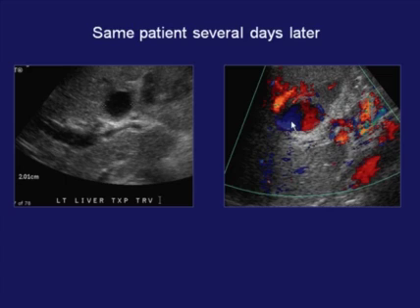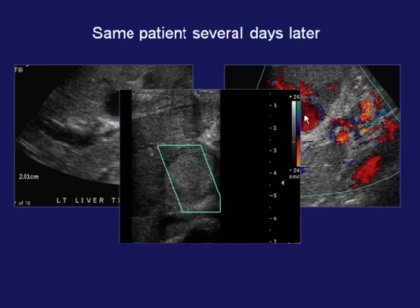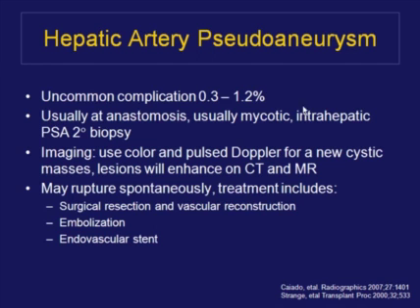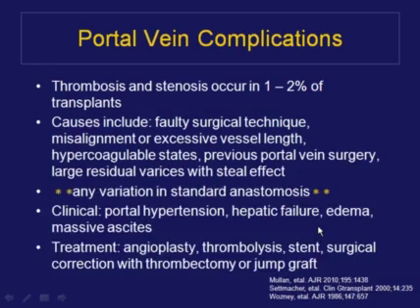Several days later, on a grayscale ultrasound, a new cystic lesion popped up in the liver, and it's always important to turn on color. Again, this one had a red-blue pattern as well, and this was a second pseudoaneurysm. Since this one was in the liver, it was treated with a thrombin injection. So hepatic artery pseudoaneurysms, another complication, relatively rare, usually related to some sort of septic episode. Always remember when new cystic lesions appear to turn on the color and see if it is a pseudoaneurysm.